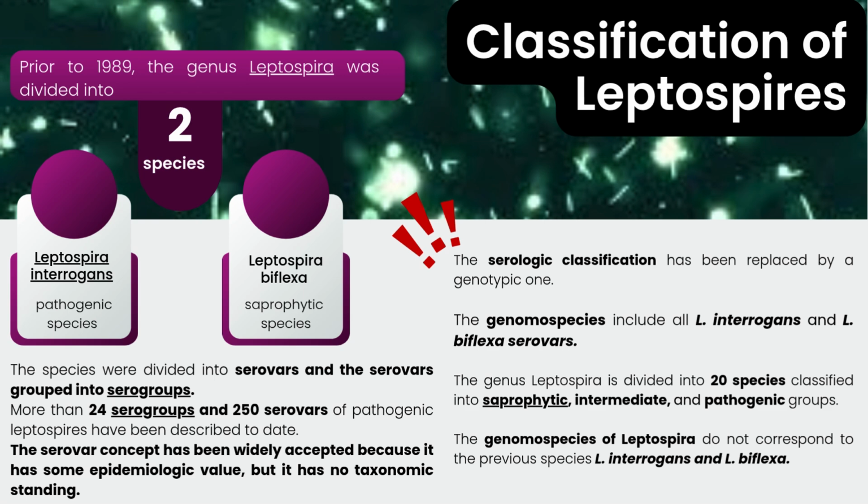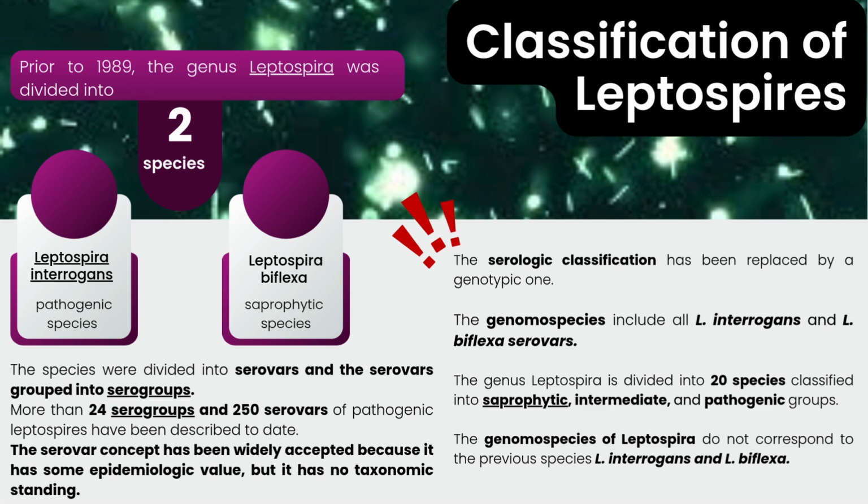So let's investigate the classification of leptospires. The genus Leptospira is quite complex. It's divided into 20 species, classified into saprophytic, intermediate, and pathogenic groups. And these groups are essential for understanding both the biology and the public health impact of these bacteria. Historically, Leptospira was divided into just two species, guys. We have Leptospira interrogans and Leptospira biflexa. However, this has evolved over time.